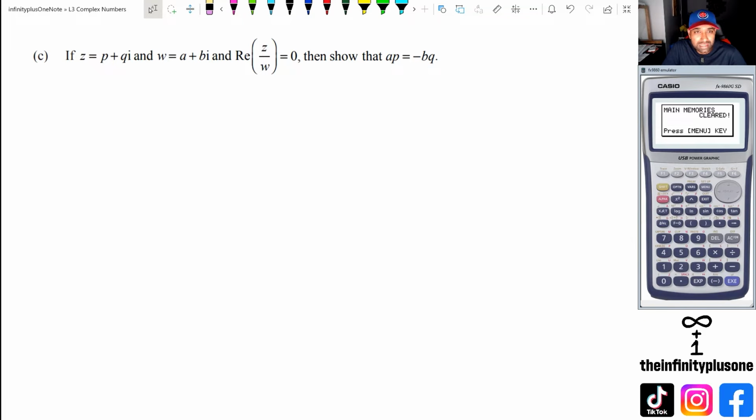Alright, so we've got z divided by w, so we're going to do that first. z divided by w is going to be p plus qi divided by a plus bi. And anytime you get these types of questions, what you want to be doing is rationalize the denominator, then bring all the real parts together and put all the imaginary parts together, and then try to come up with some sort of connection to get to the proof that says ap equals minus bq. So first thing we're going to do is multiply by a minus bi because we want to rationalize the denominator.